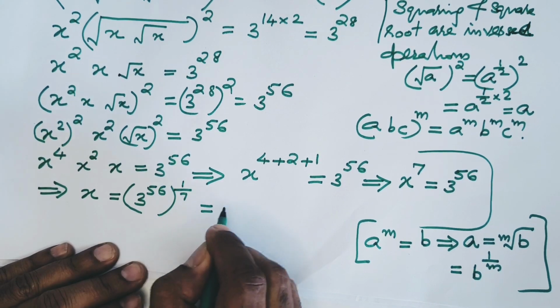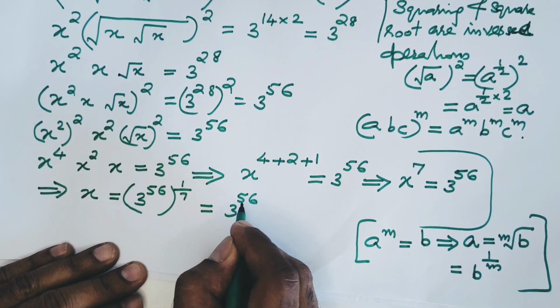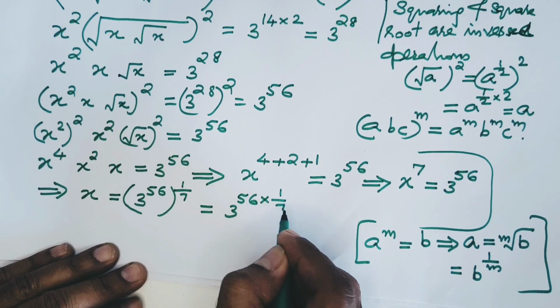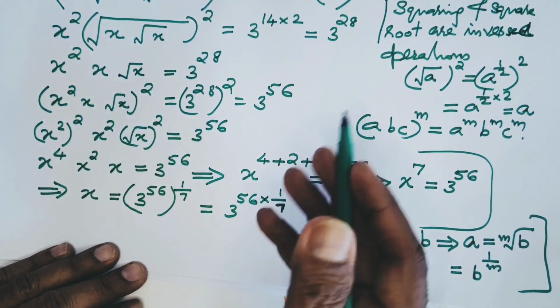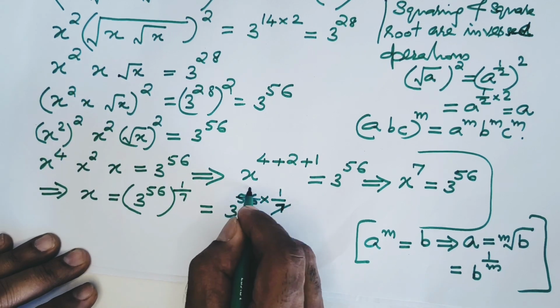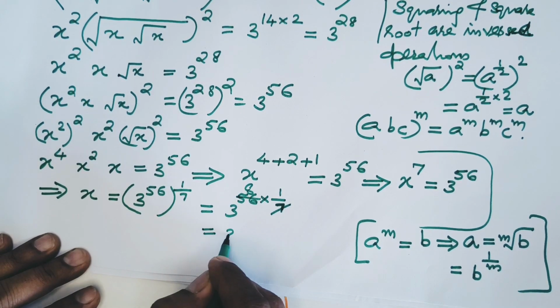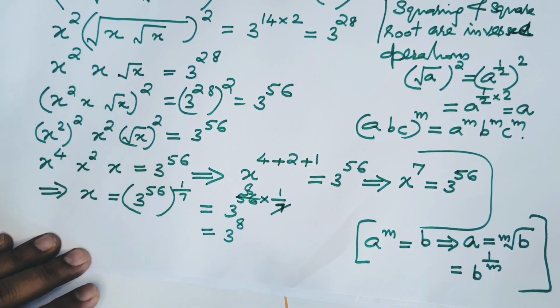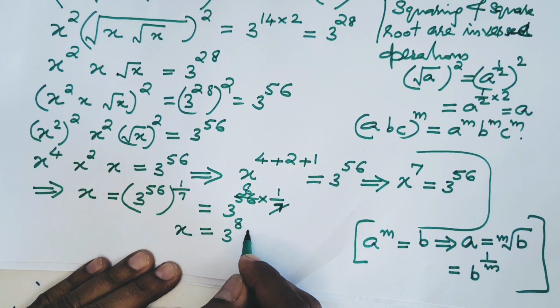Now this, on further simplification, is 3 to the power 56 multiplied by 1 by 7. This is based on a rule I have shown you before. Now on simplification, 7 goes 8 times and you will get 3 to the power 8. So this is the final answer.